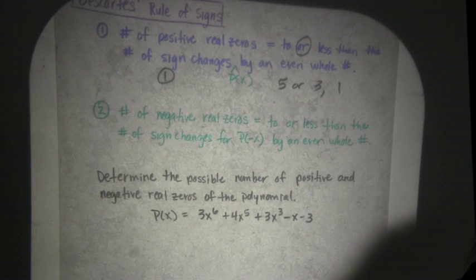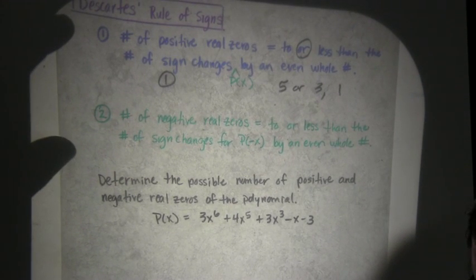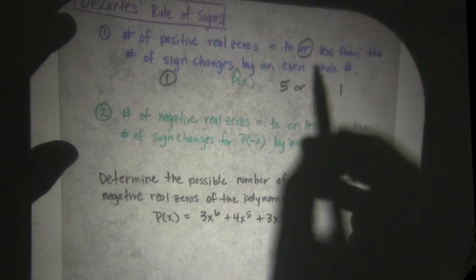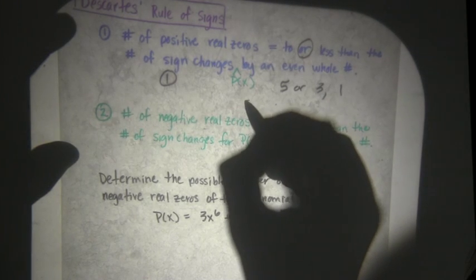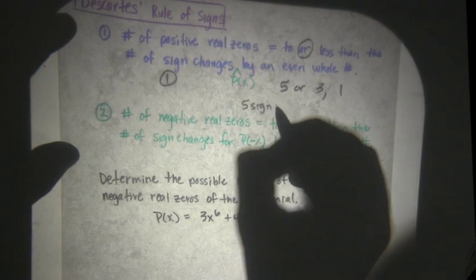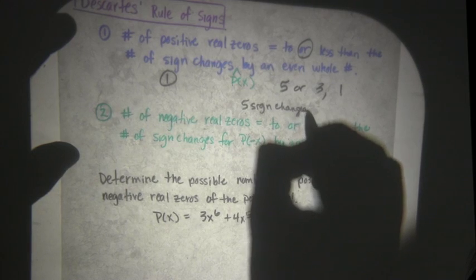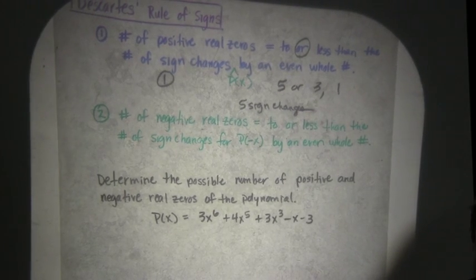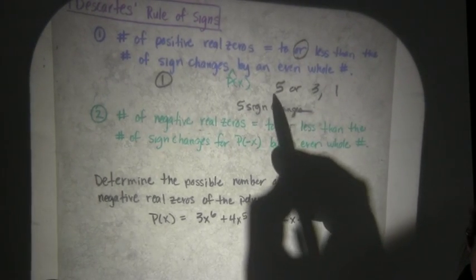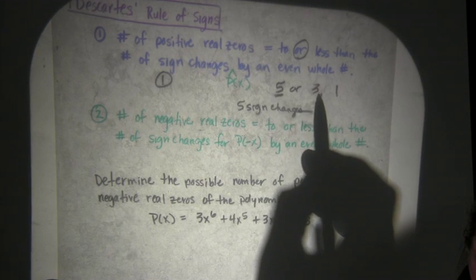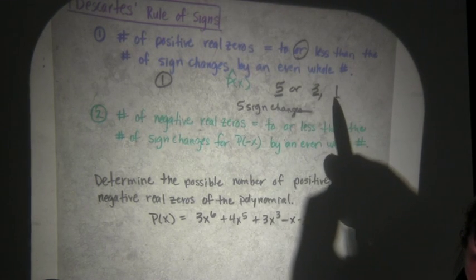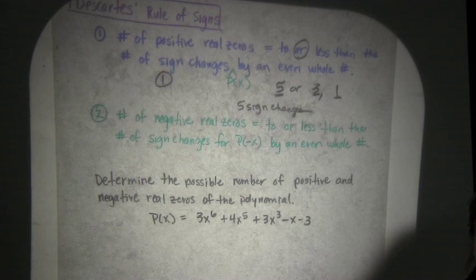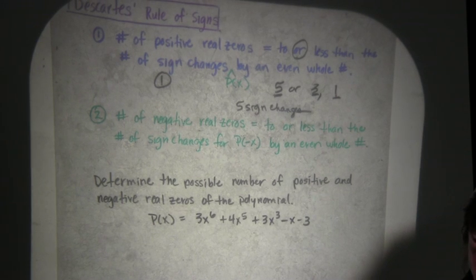So what we are saying is that according to Descartes' rule of signs, a polynomial that has 5 sign changes means that I can have 5 positive real zeros, or 3 positive real zeros, or 1 positive real zero. I cannot have 2 positive real zeros. It has to be 5, 3, or 1. That is what Descartes' rule of signs is telling us.